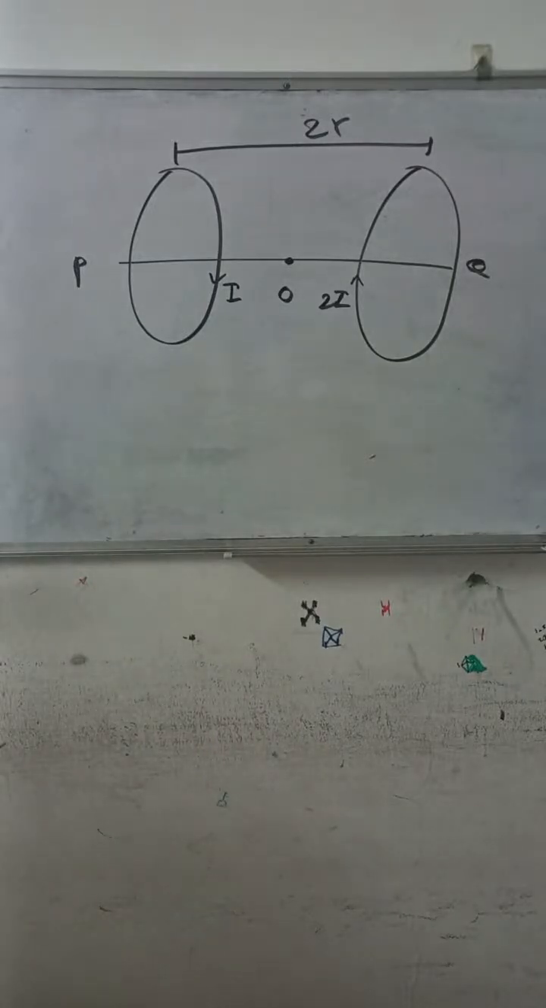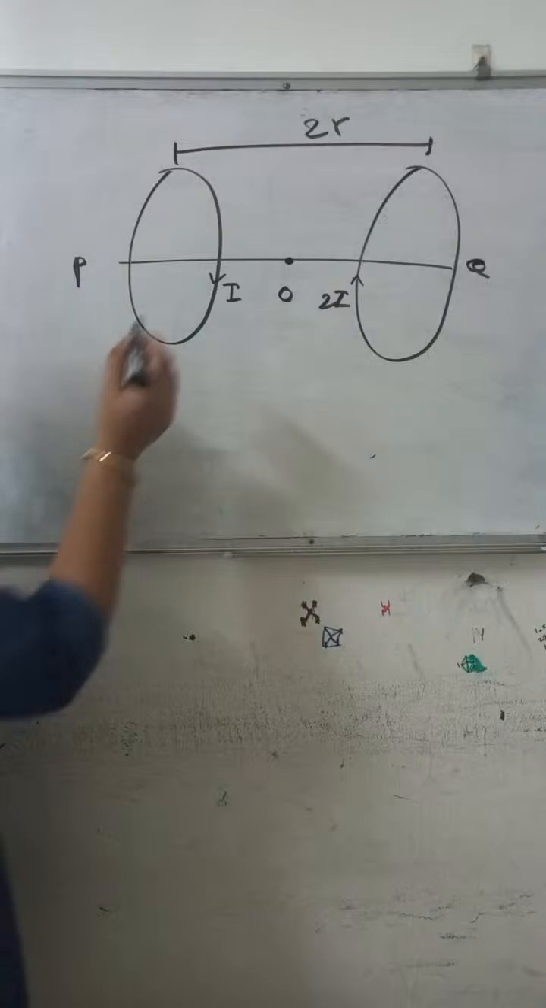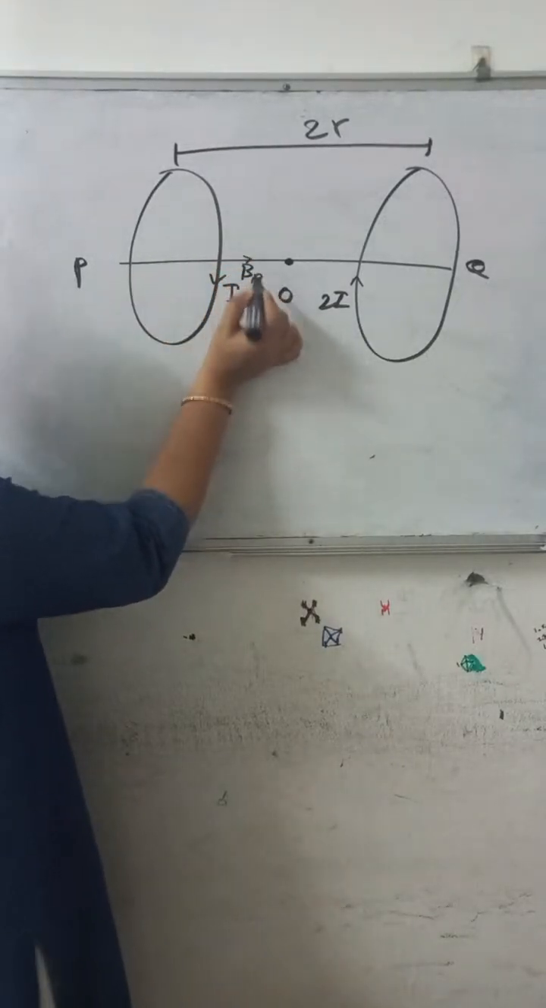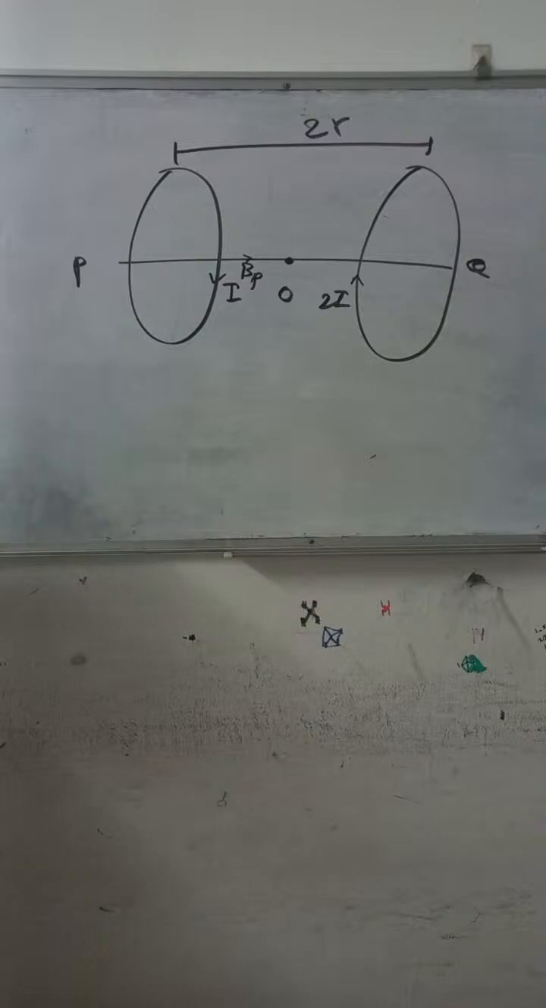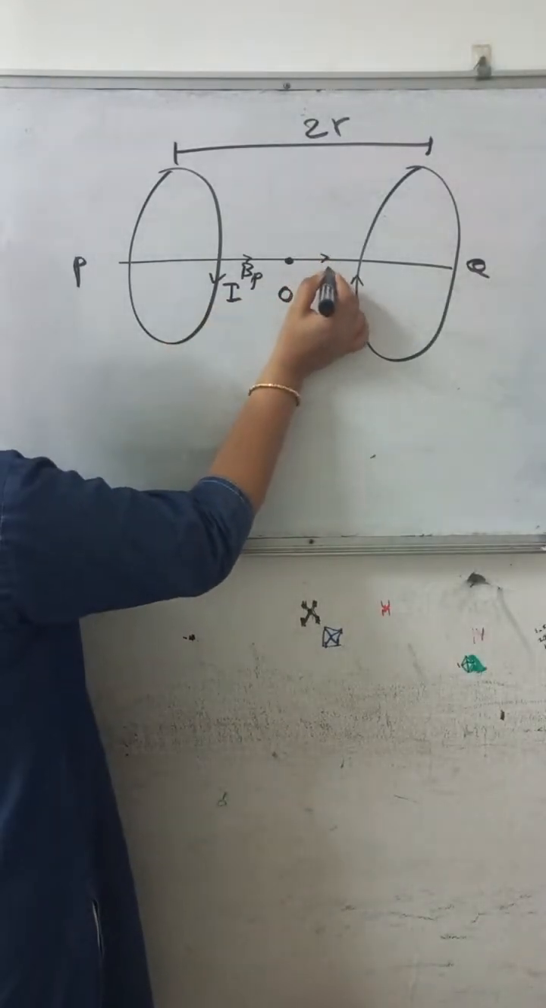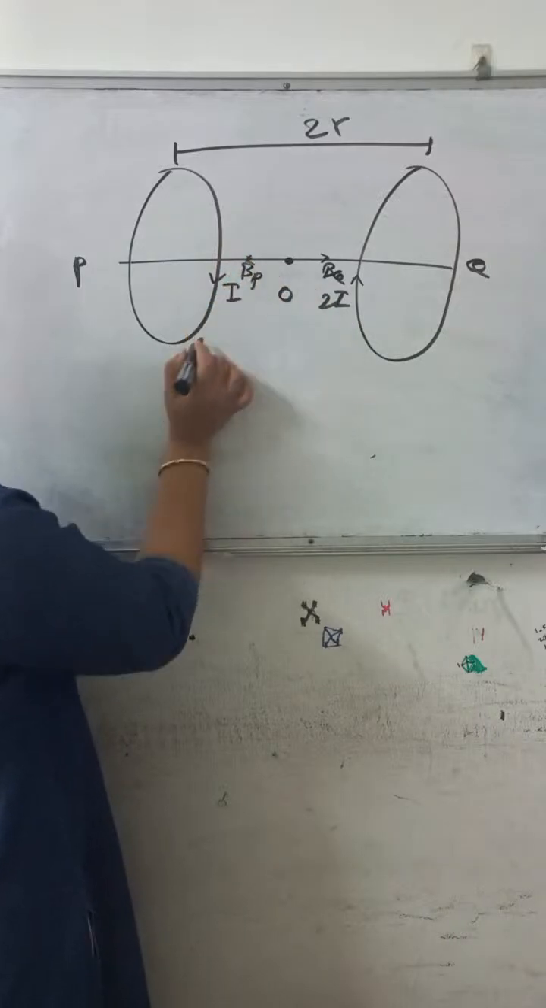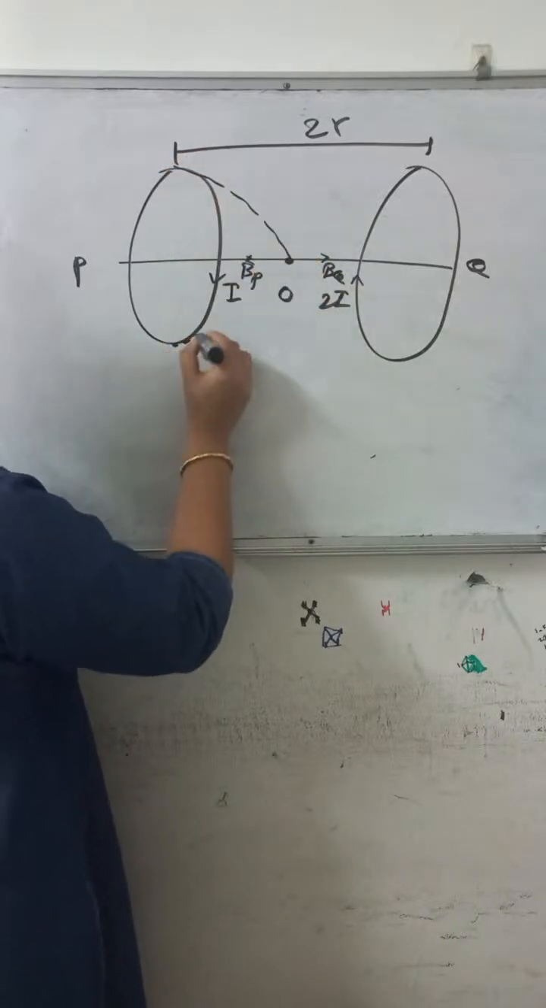Can you get the diagram? Now we have to calculate the total magnitude of the net magnetic field. How can we calculate it here? We did one derivation. The magnetic field due to P is BP over here, and we can take BQ for the other. This BQ magnetic field is over here. Can you join them?